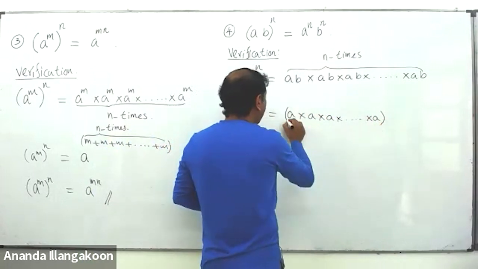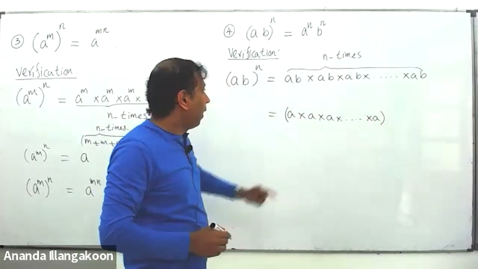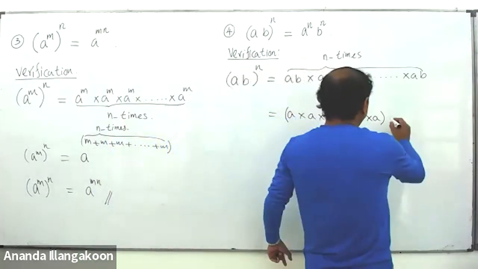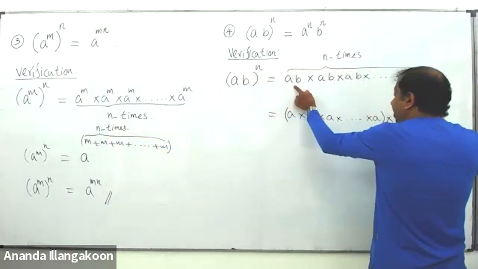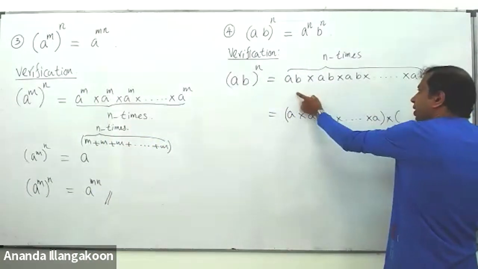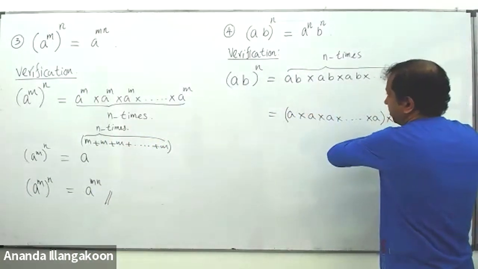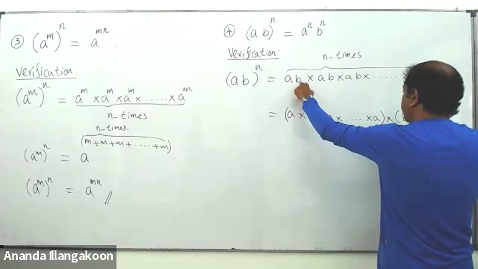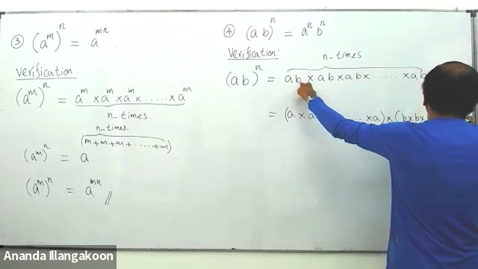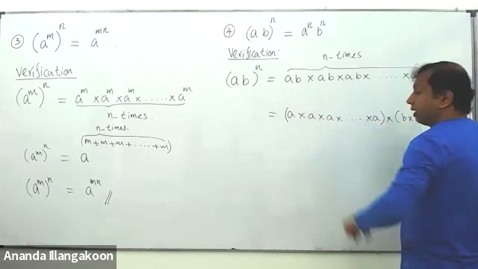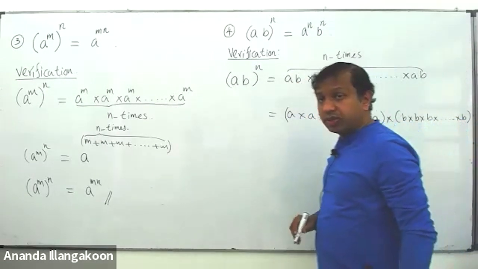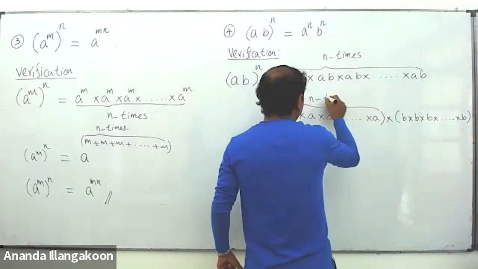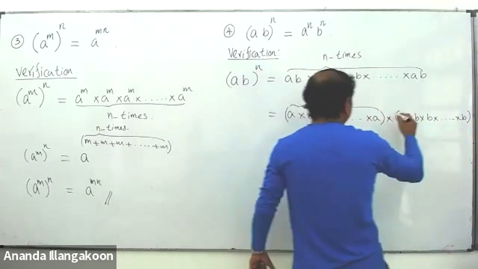Right. Then all A letters I took together, and the B letters I take separately together like this. Since we have here n number of AB terms, when you take B from each, in the second bracket we get n number of B letters there. Here n times, here n times.